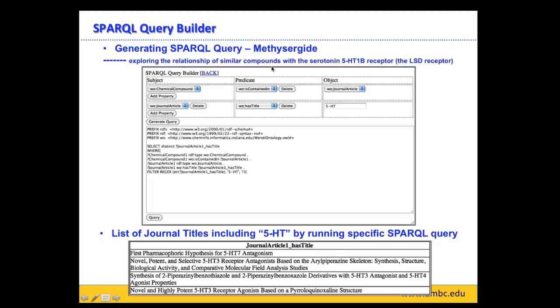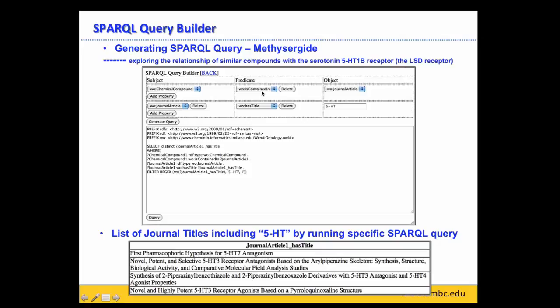So we created this SPARQL query builder, again on top of this ontology. Then the user will be able to select or customize their SPARQL query. For example, this example shows we want to find the relationship of the similar compounds for the methoxysteride with a particular gene receptor. So then we just start from the chemical compound. Then we want to find something.